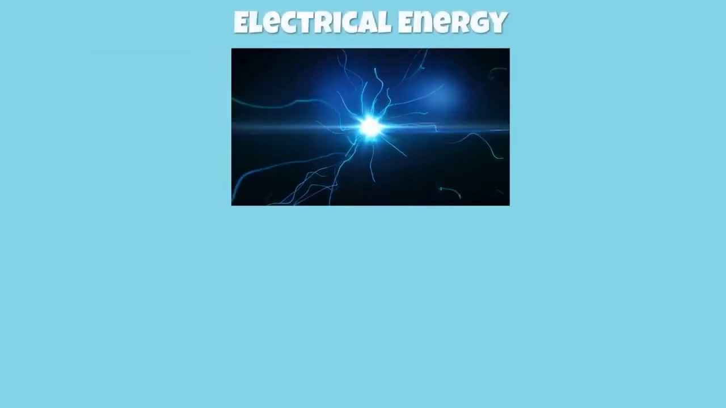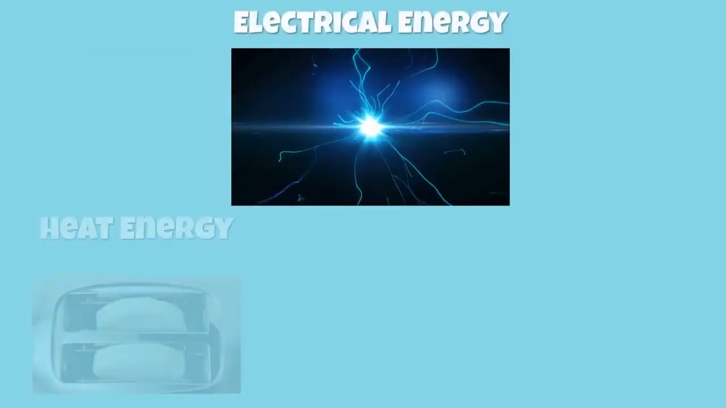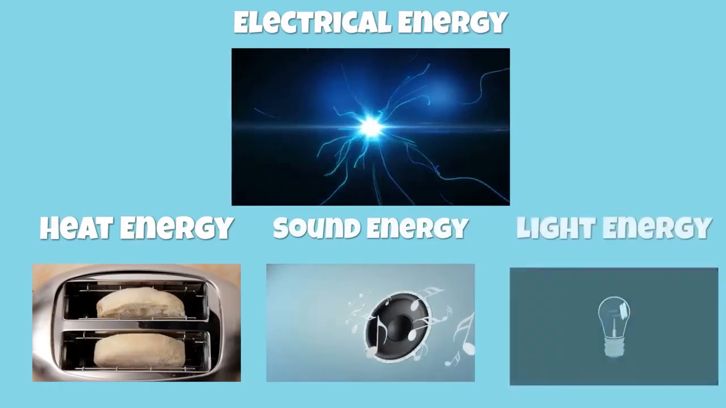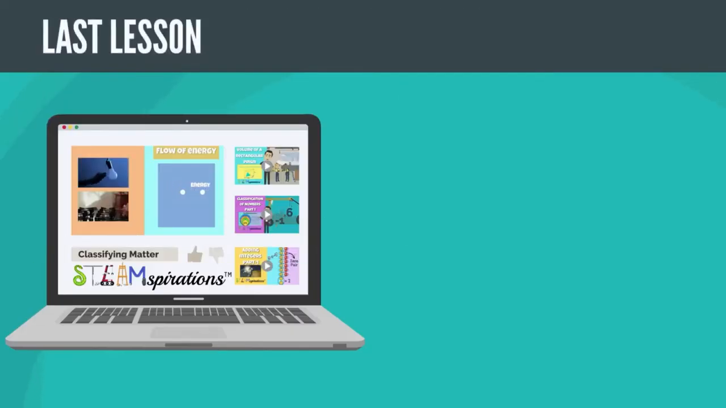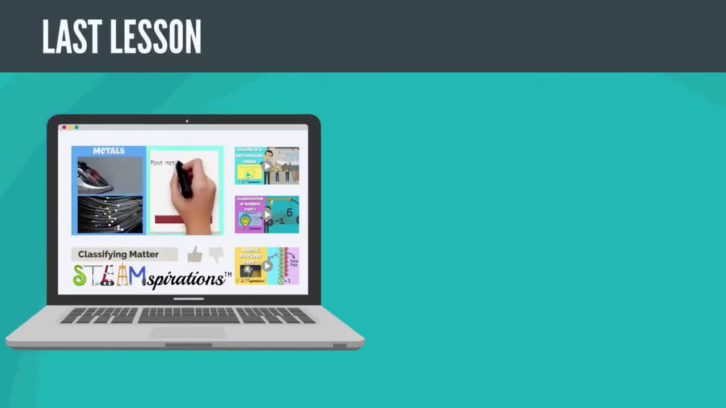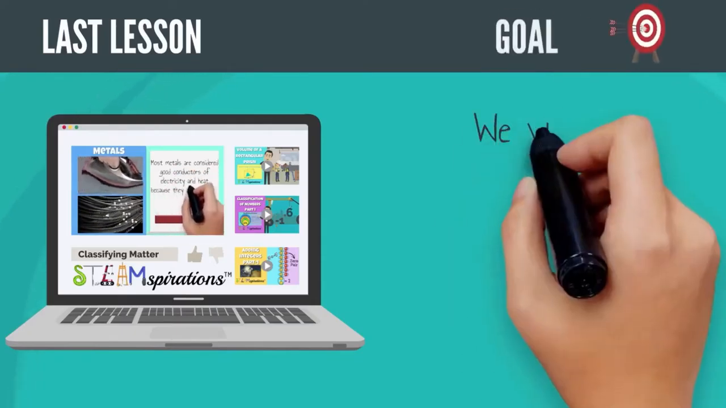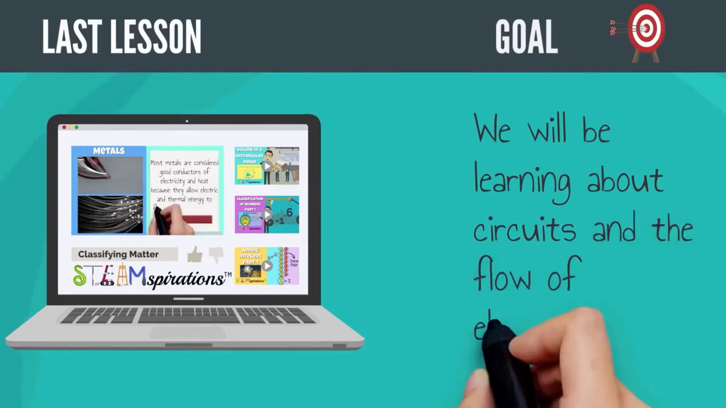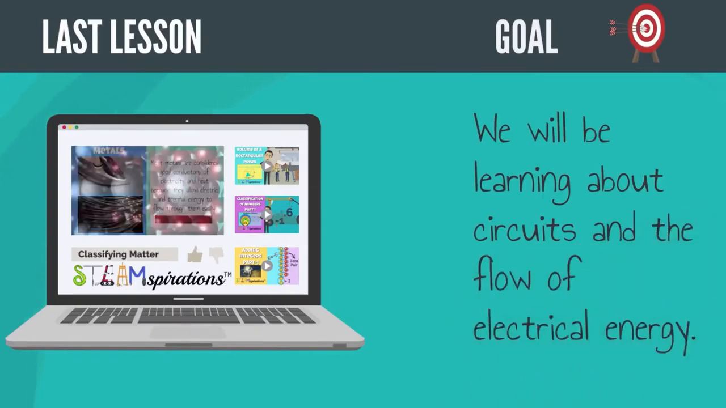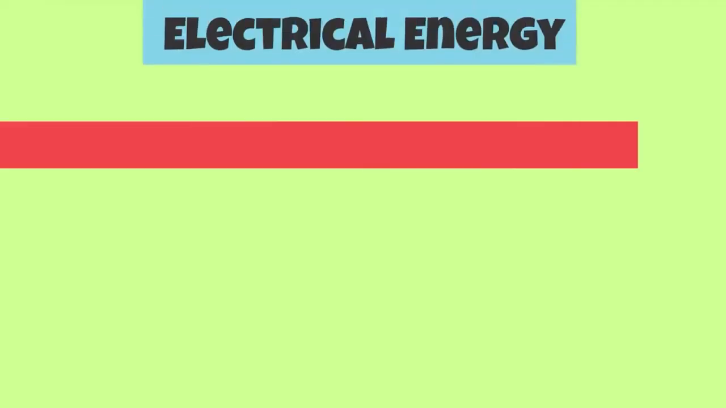Did you know that electrical energy can be changed into heat, sound, and light energy? Last lesson, we learned about conductors and insulators of thermal and electrical energy. In this video, we'll be learning about circuits and the flow of electrical energy. Electrical energy is when energy is transferred through the flow of electrons in a conductor.